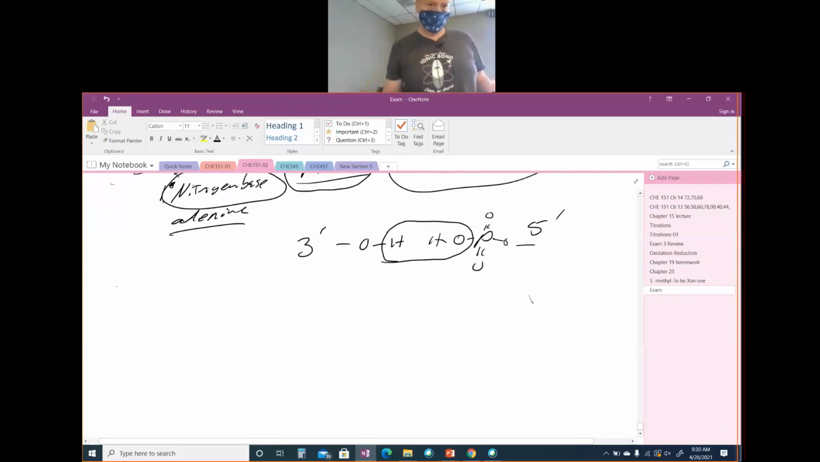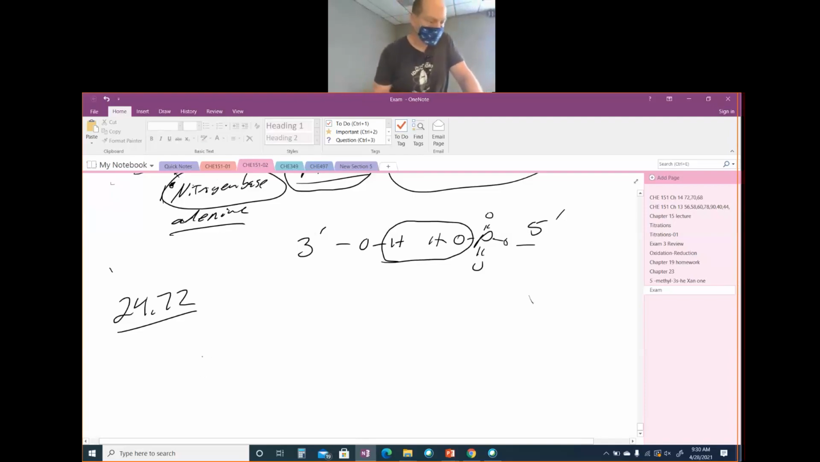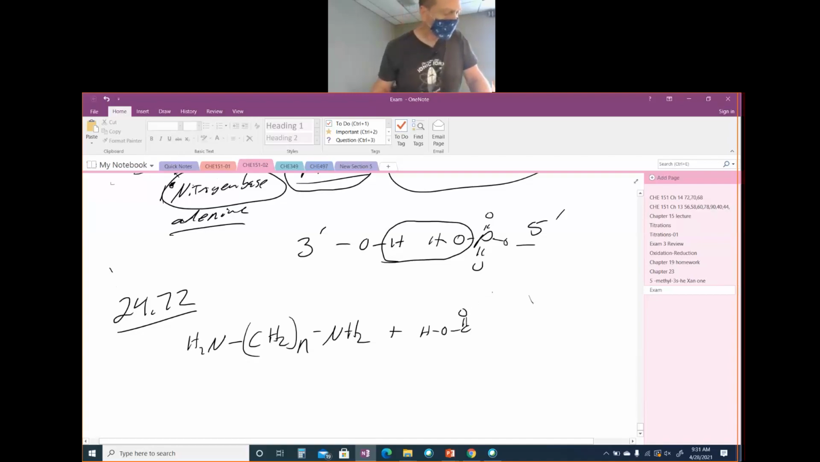72. All right, so we have a polymerization. We have NH2, CH2, and some number of carbons, some number of CH2s between the two NH2s. And that is going to react with the other monomer, a dicarboxylic acid, CH2 sub 8.